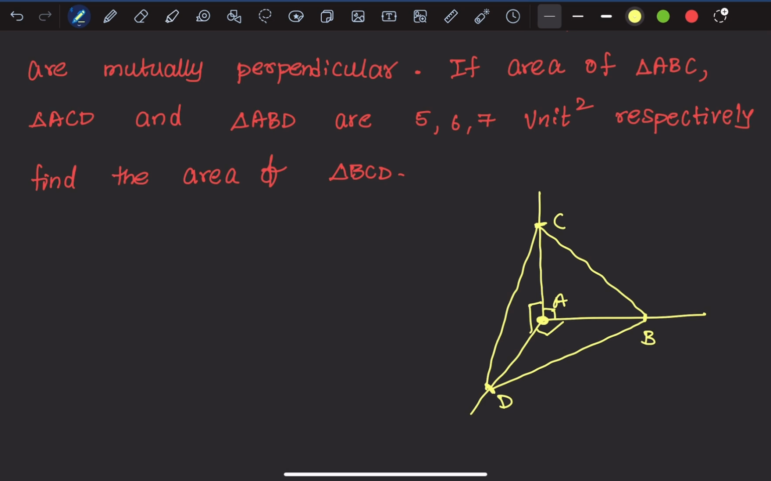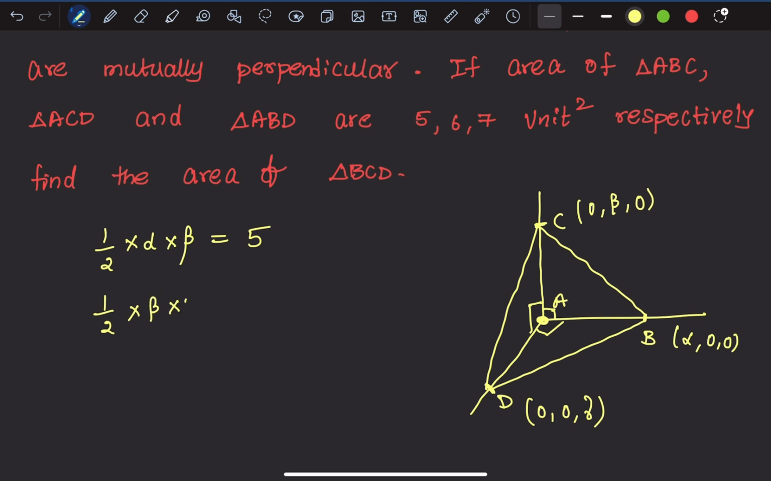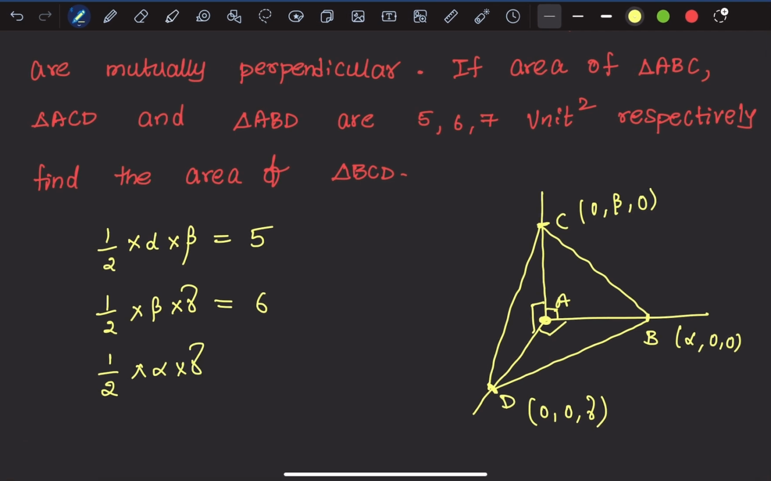Alright. Let's say this is the y-axis, so let this point be 0, beta, 0, this is alpha, 0, 0, and this is 0, 0, gamma. Now the area of triangle ABC is half into alpha into beta, half base into height simply, so this is 5. Similarly area of triangle ACD is half into beta into gamma, which is 6. Similarly area of triangle ABD is half into alpha into gamma, which is 7. Therefore alpha beta is 10, beta gamma is 12, alpha gamma is 14.